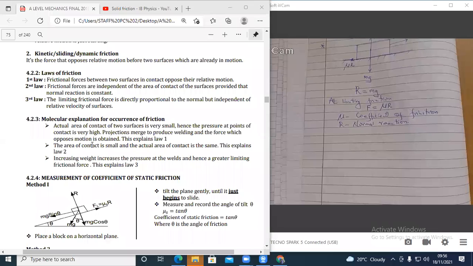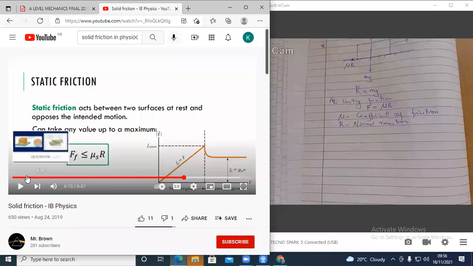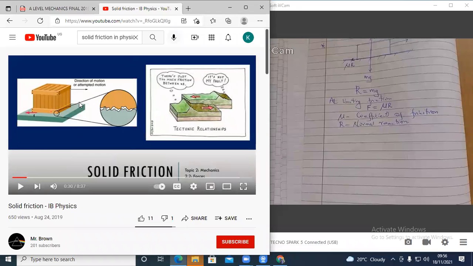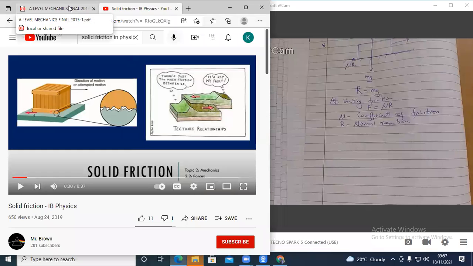Like we have seen from the video here, members. Let me take you back here. You can see the surface is very small, and that smaller cross-section area will exert a greater pressure on the surface. That's what I'm trying to explain using the kinetic theory of matter.